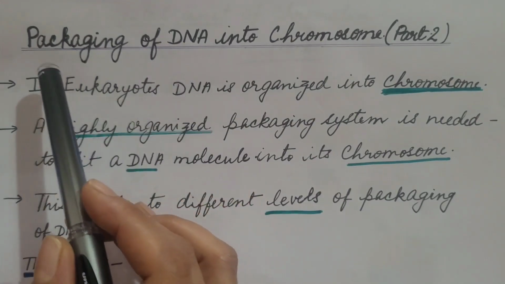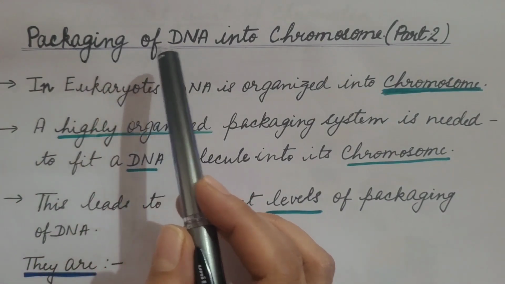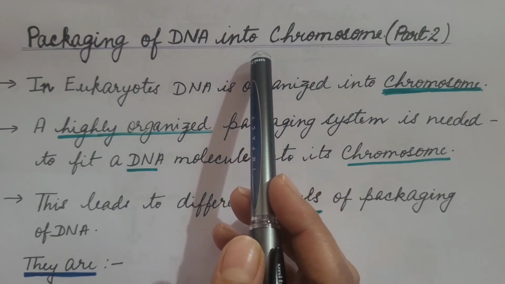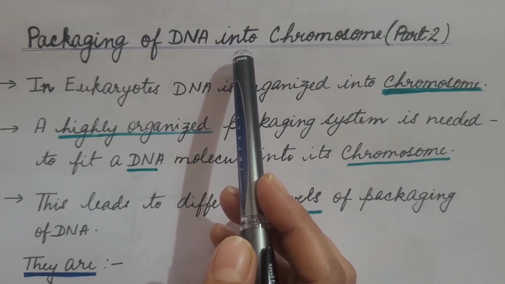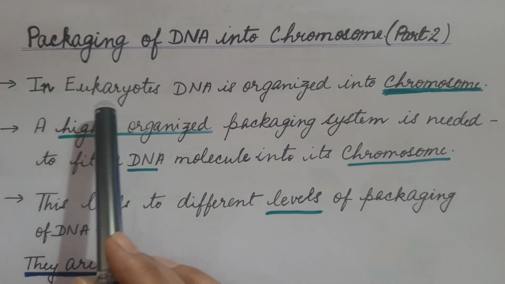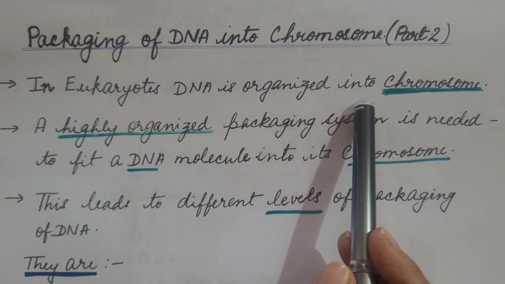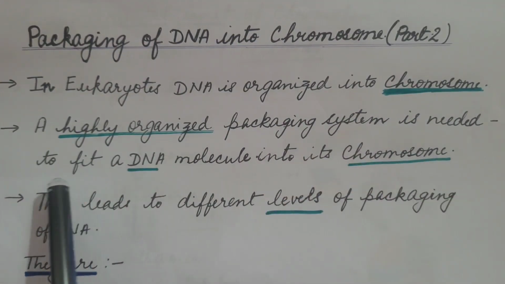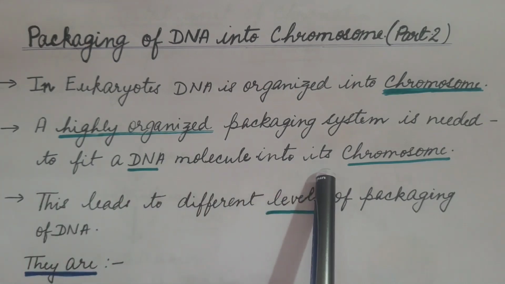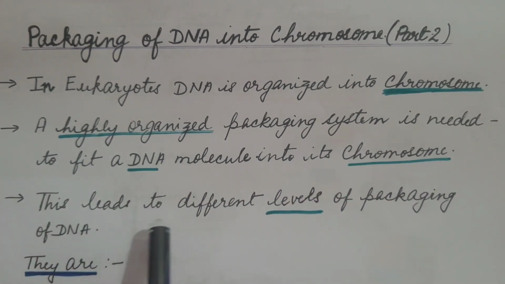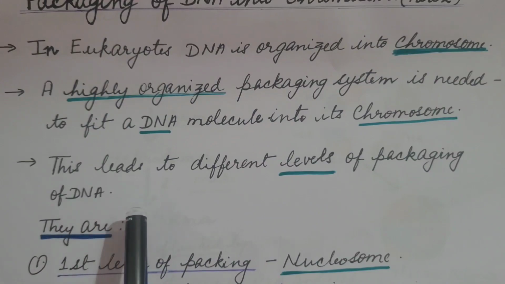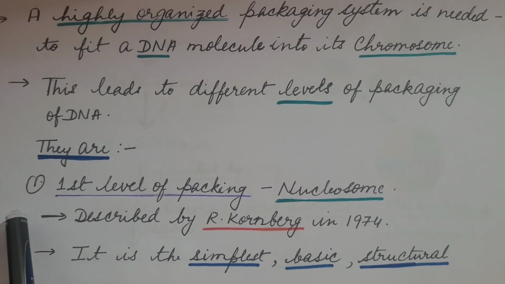In this video, we are going to discuss packaging of DNA into chromosome in detail. We will discuss its different levels of packaging in detail. So we already know that in eukaryotes, DNA is organized into chromosome. A highly organized packaging system is needed to fit a DNA molecule into its chromosome. This leads to different levels of packaging of DNA. We are going to discuss these levels of packaging of DNA in detail. So let us see them one by one.